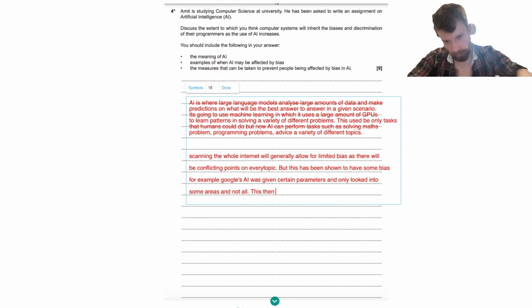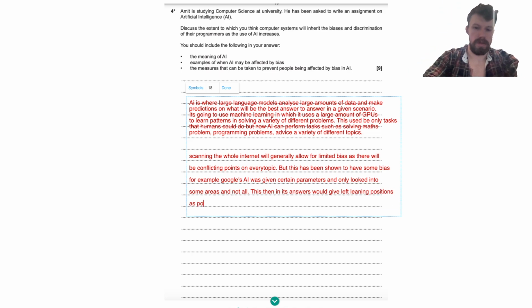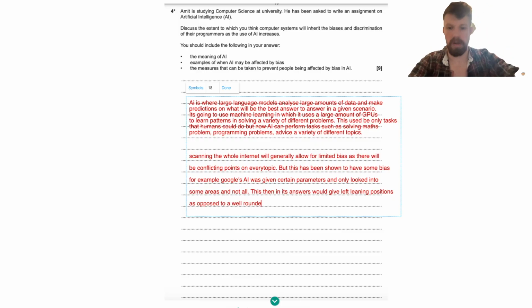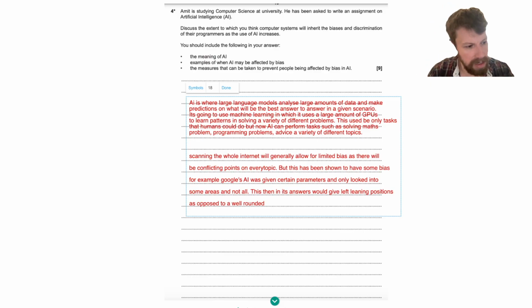This then, in its answer, would give left-leaning positions as opposed to a well-rounded perspective. So maybe talk about an actual example that you know about in the news. Google, what they did is it was outputting things that were really liberal. I'm not saying that's an issue. I'm just saying there's clearly a bias that the programmers have gone for.